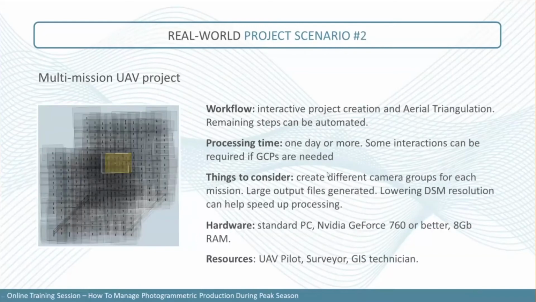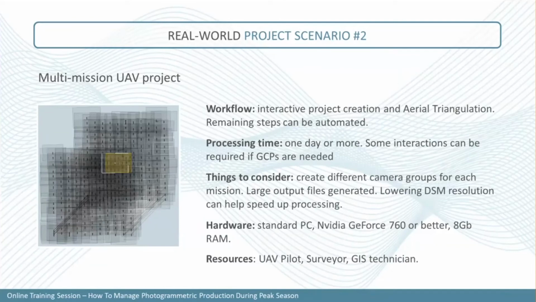The second project scenario is a bit more challenging. We have more images, so let's say around 1,000 to 2,000 images, flown in a multi-mission UAV project, so you did two separate flights to acquire your images. What we usually suggest here, when you have multiple flights, especially for UAV, is to break those two flights down into separate groups to give more flexibility to the aerial triangulation.